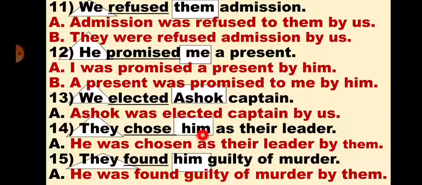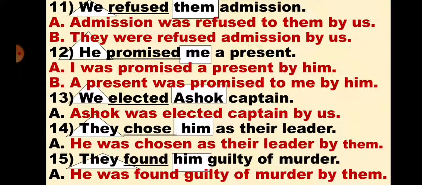14. They choose him as the leader. So here they is a subject, choose is a verb, him is an object, as a leader is an extra word. So here him, when it comes into a subject place, it will become he. He, it's a singular, so we'll use verb was. Choose will change into the third form of verb, that is chosen. As their leader, add by, and they will change into them when it comes into an object place. He was chosen as their leader by them.